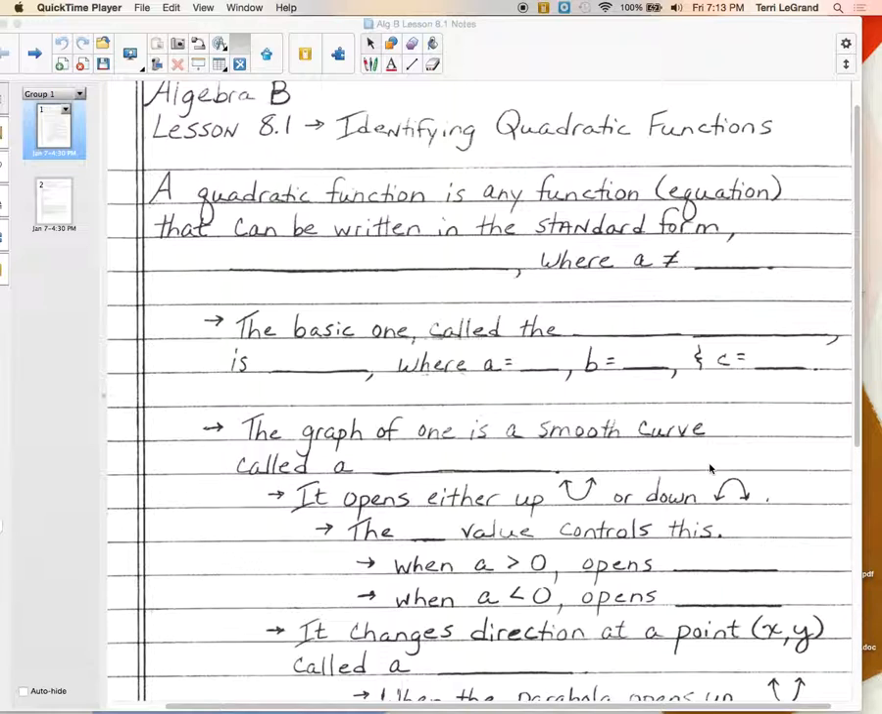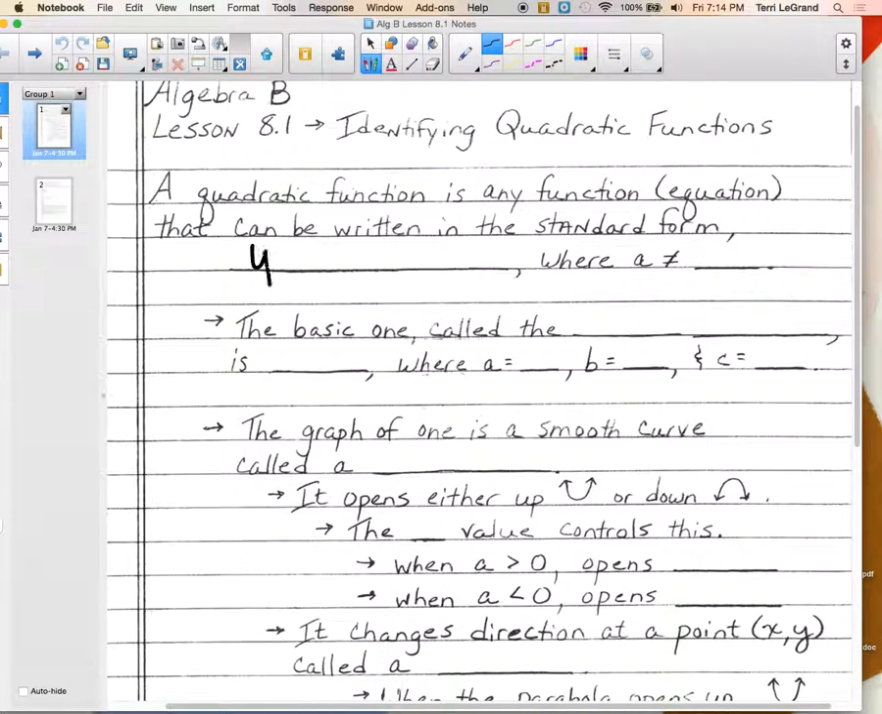So a quadratic function is any function, any equation, that can be written in the standard form y equals, and here's our polynomial, ax squared plus bx plus c. So that's the standard form for a quadratic function where a cannot equal 0. If a was equal to 0, 0 times x squared would be 0. X squared would be gone. It would no longer be quadratic. It would become linear.